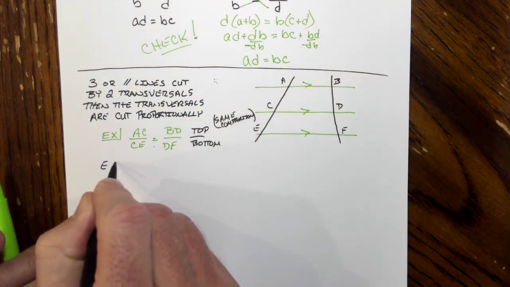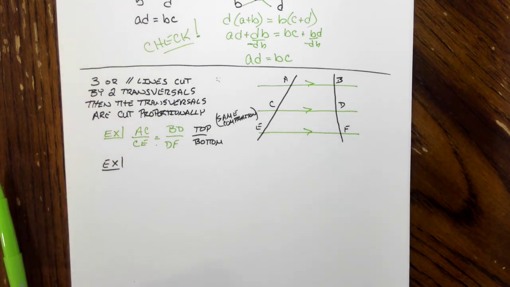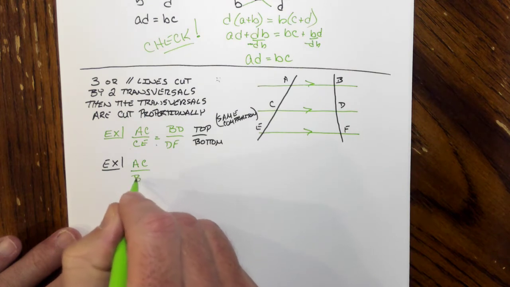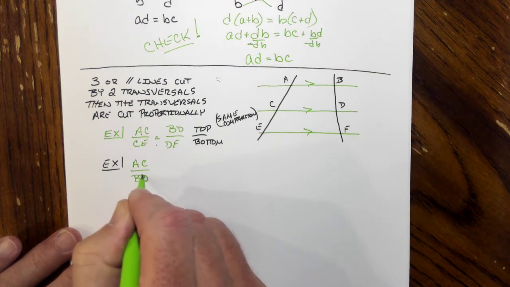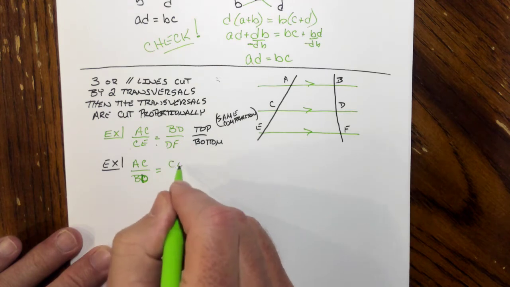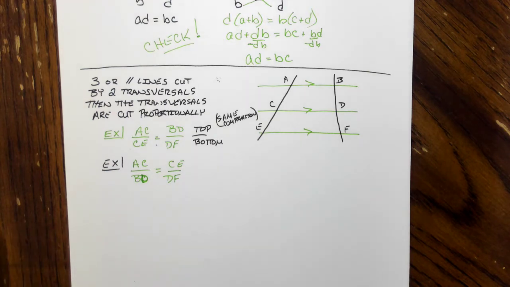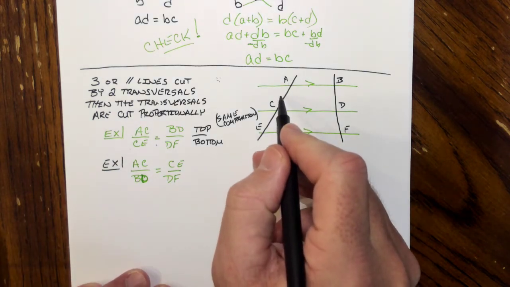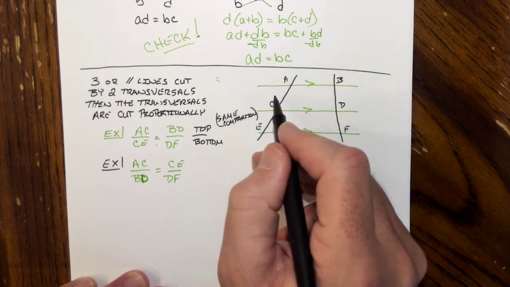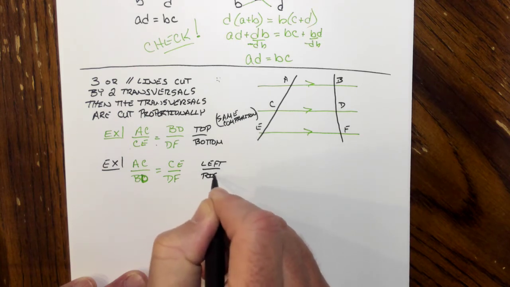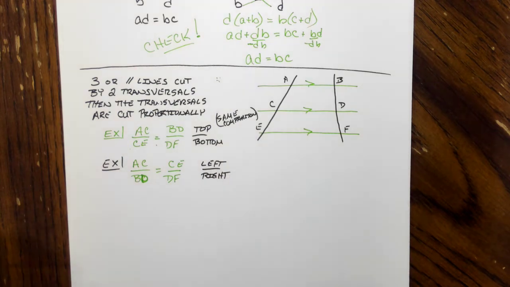Another thing you could do, as we do this, since we're making the same comparison, we could go AC to BD. And we could say CE compared to DF. Notice how I did the comparison there. I went left top to right. There have to be corresponding positions here. So we went left to right. Make the same comparison.